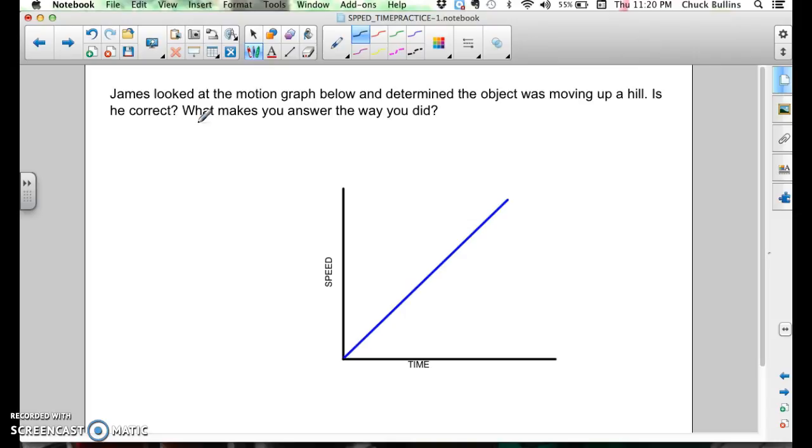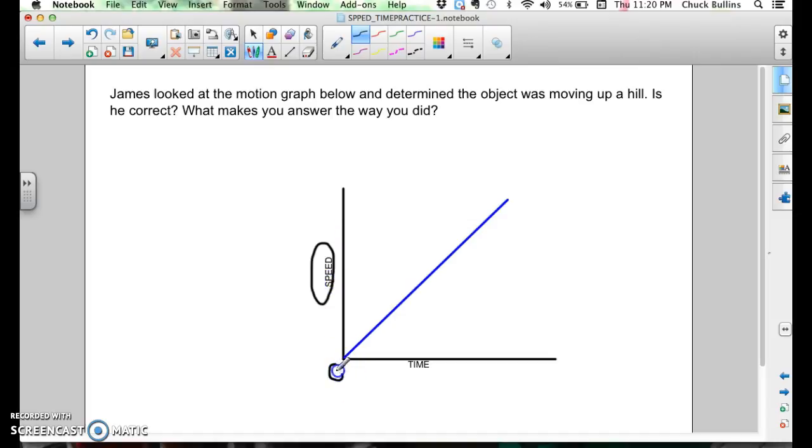James looked at the motion graph below and determined that the object was moving up a hill. Is he correct? Again, another very common misconception. Yes, this looks like James is going up a hill. I would agree with that in a lot of ways, except I take my time and I think to myself, this is a speed time graph.